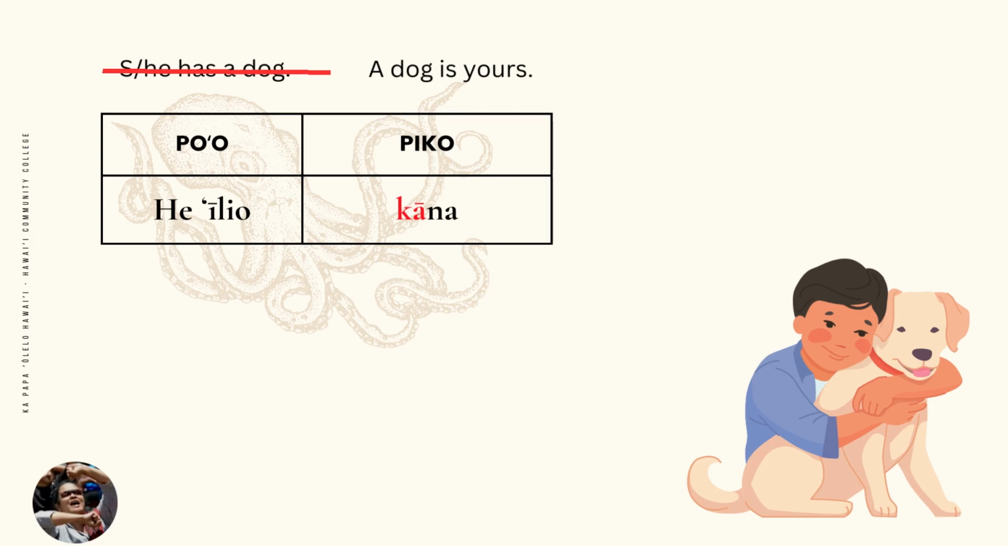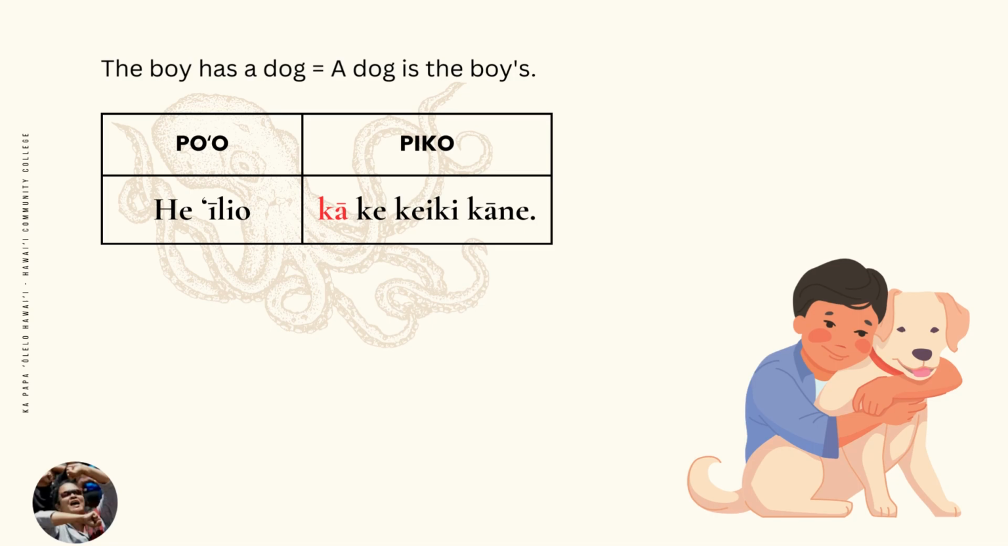Ko or ka embedded into the papani only occurs with the pronouns I've said: koʻu and kaʻu, kou and kāu, and kona and kāna. Otherwise, ko or ka will stand as a separate piko marker, like in the original example, he ilio ka keikei kāne.